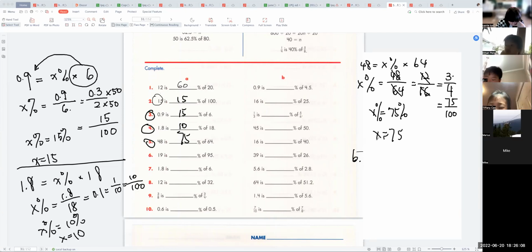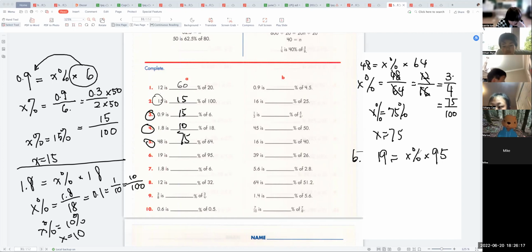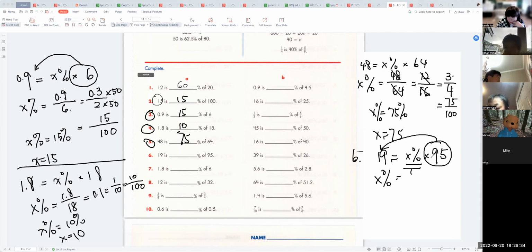Number 6 is 19 equals X percent times 95. Okay. So X percent equals what? Equals 95 divided by 19. Okay, so Tiffany, take a look at this one. We have times 95 here. We want to leave X percent here. So 95, move it there. It's 19 divided by 95. Very good.